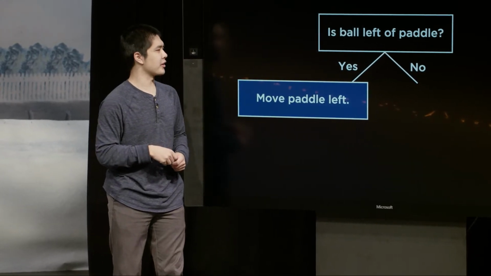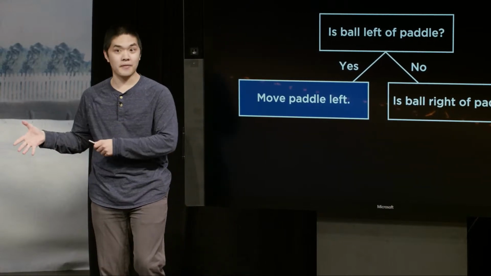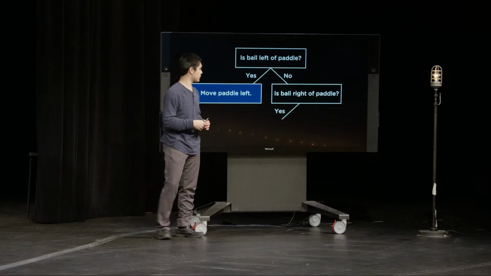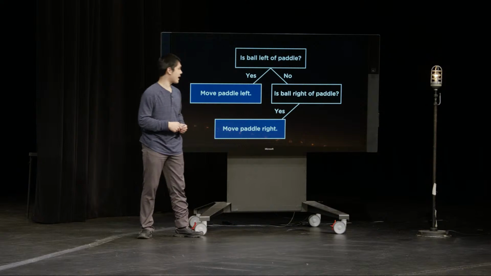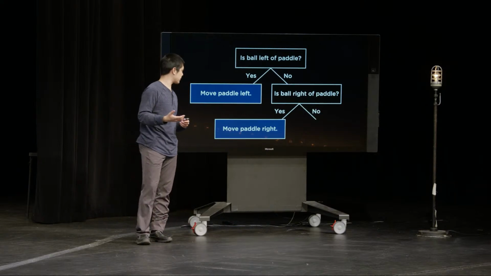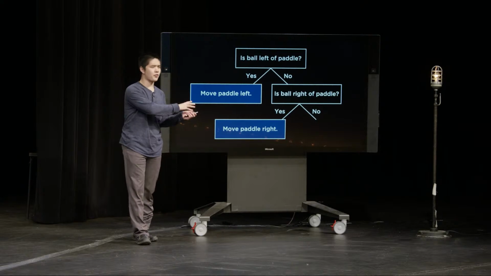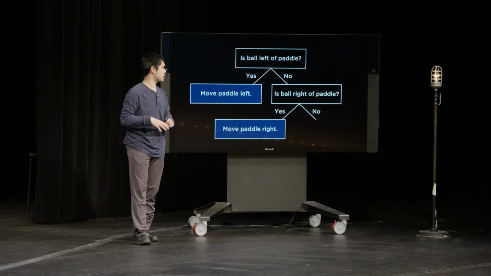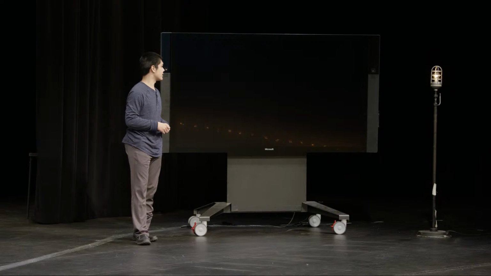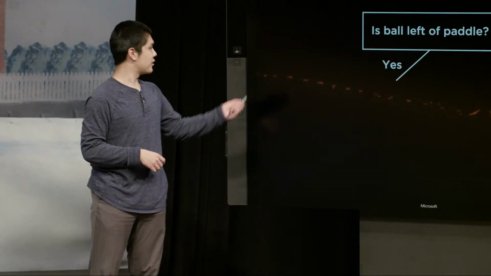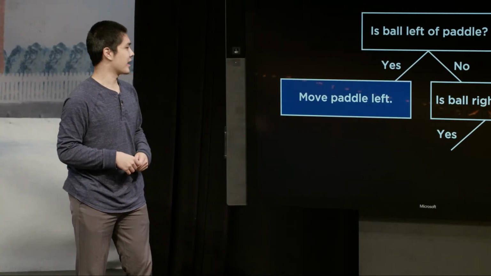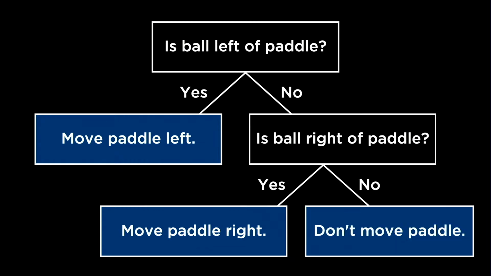We might ask a question like, is the ball to the right of the paddle? And if the answer to that question is yes, then we'll go ahead and move the paddle to the right. And if the answer to the question is no, well, that means the ball is not to the left of the paddle and it's not to the right of the paddle. So we may as well just not move the paddle at all in that case. So this, again, is that decision tree that can allow us to make these choices about what it is that our AI should do in this situation.